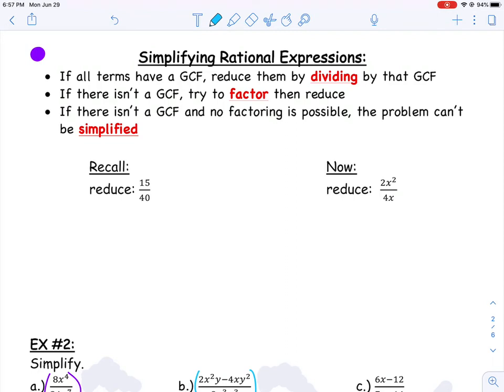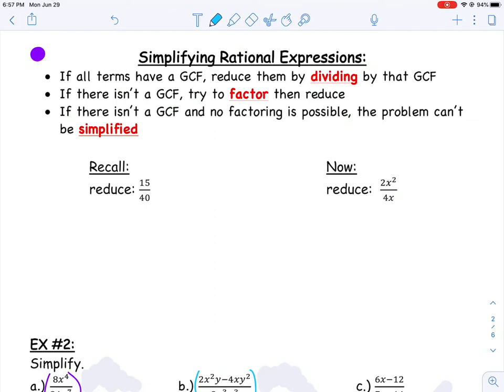First, if all the terms have a GCF, a greatest common factor, then you can reduce each of those terms by dividing by that GCF. If there isn't a greatest common factor, then maybe try factoring the numerator and factoring the denominator so that you could reduce. If there isn't a GCF and you cannot factor, then maybe the problem just isn't simplifiable.